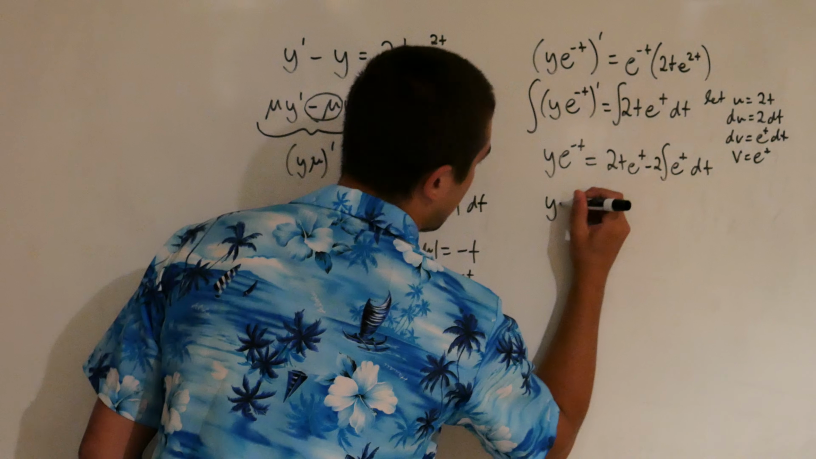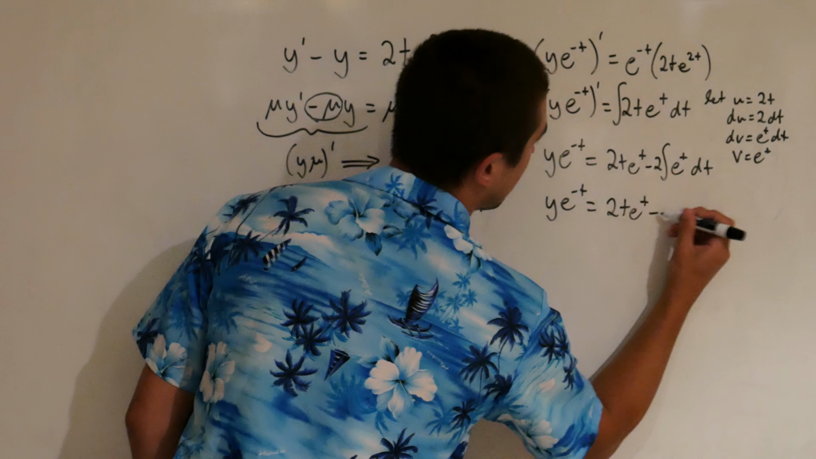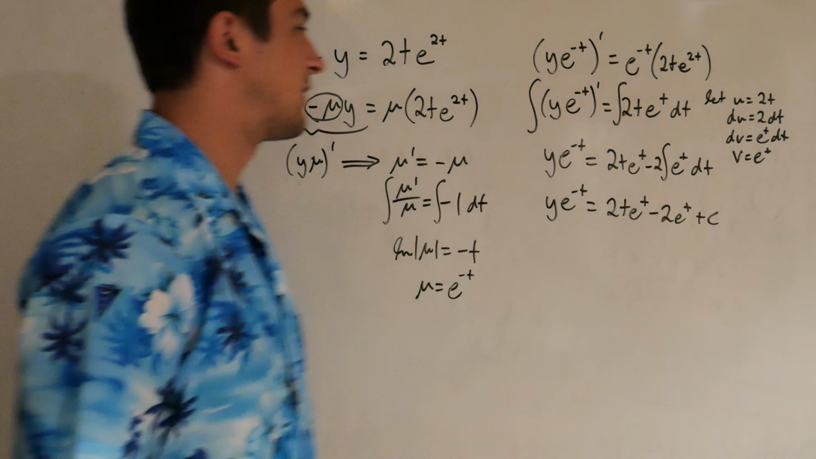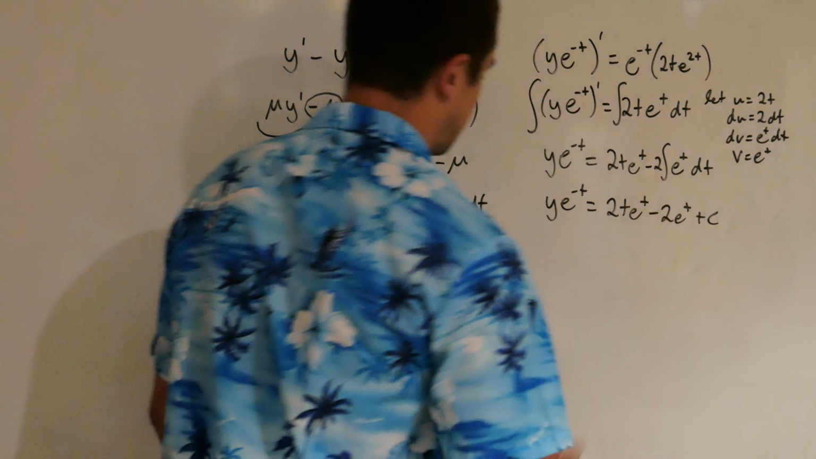So we then have y times e to the minus t is equal to 2t e to the t minus 2 e to the t plus c, or constant of integration, because we have no initial conditions, no bounds on our integral. So we need a constant of integration there.